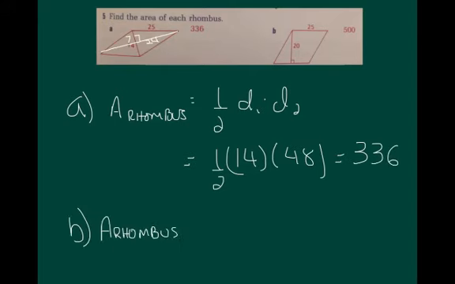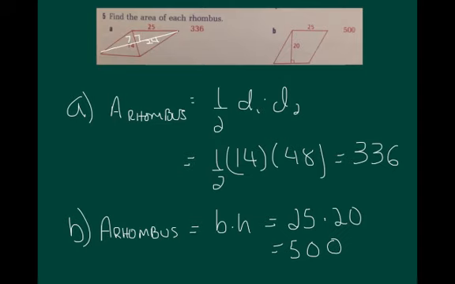Now in part B, I could use the 1/2 diagonal 1, diagonal 2 again, but that could mean a lot of work. Here, it's much easier to just use base times height, because after all, a rhombus is a parallelogram. So I'm going to use 25 as my base, and my height is 20. So 25 times 20 equals 500. So it's really important that you know both formulas for rhombuses and for squares, again, based upon the given information.